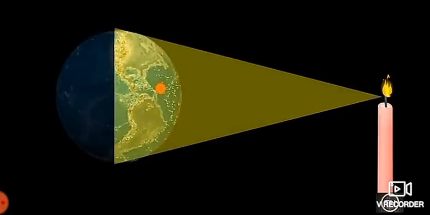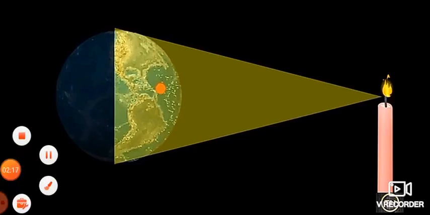Did you get it? So now just answer me. When did you get this afternoon back again? Yes, you will see that this happened when the earth completed one rotation. Yes or no? That means when the earth completed one turn around itself, that time we got afternoon once again.